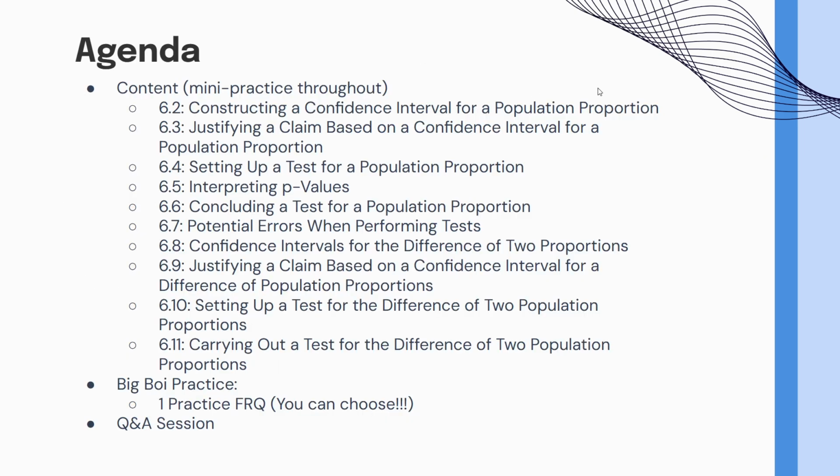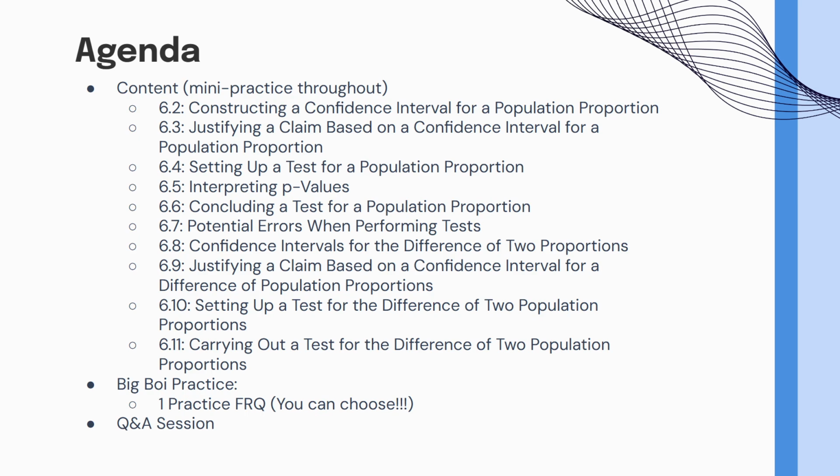So we have a lot on the agenda. There are 11 topics for this unit, but don't worry, we'll go through them all. They're kind of repetitive, so we'll start out with confidence intervals for one population proportion, and I'll explain what that is. Then we'll move on to hypothesis testing for one proportion, then confidence intervals for the difference between two proportions, and then a hypothesis test for the difference of two proportions.